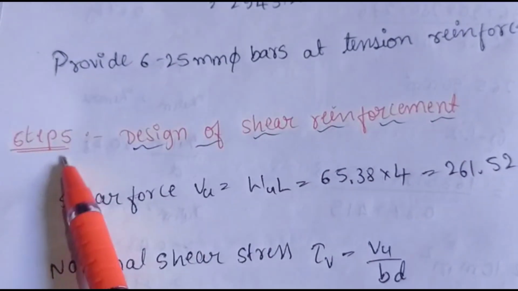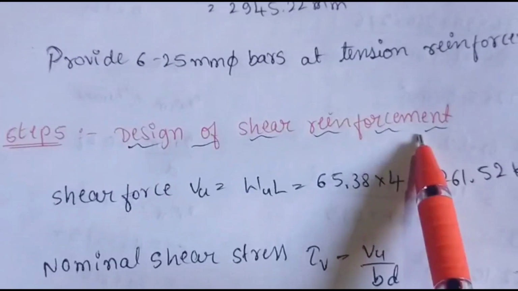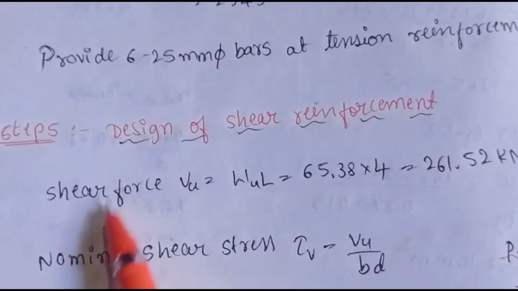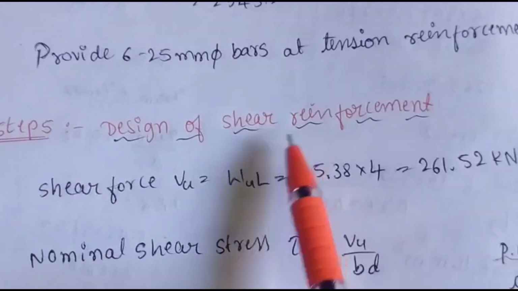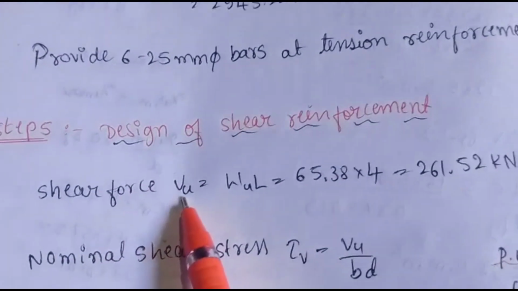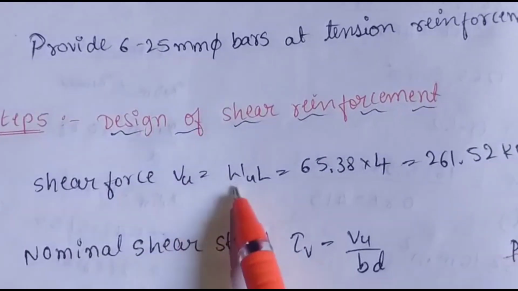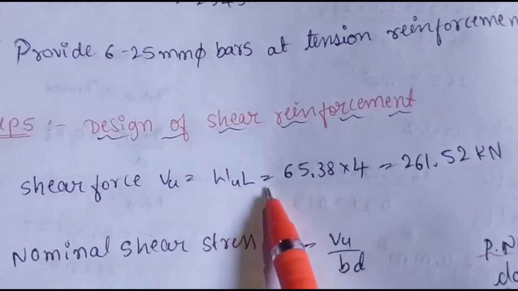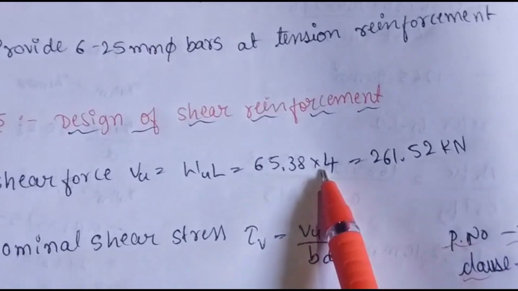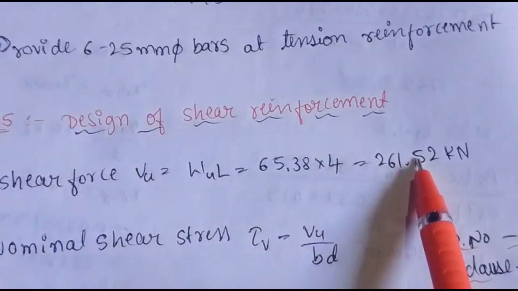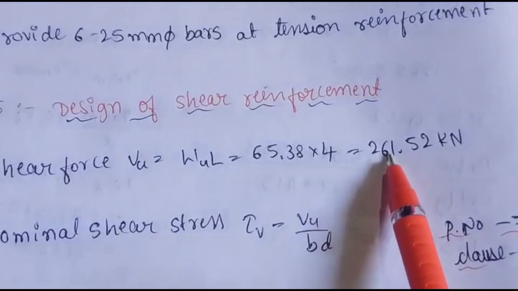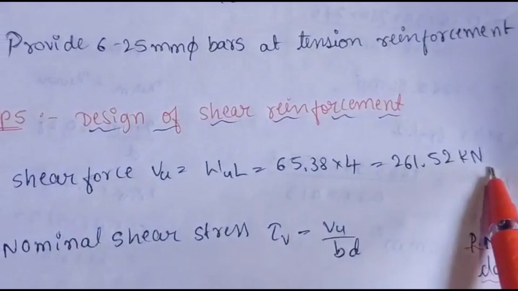Step 5 is to design the shear reinforcement. For a cantilever beam, we have the shear force formula, that is Vu is equal to WL. So substitute all the values. After simplifying, we'll get our shear force value as 261.52 kN.